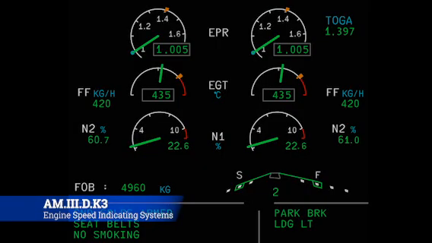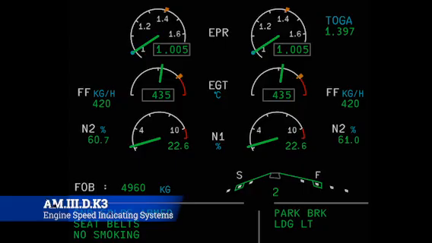Okay, to get it started off, let's talk about engine speed indicating systems. Engine speed is something that's going to be unique on the turbine side that you just generally won't see on the recip. Okay, so this is the ECAM's display for an Airbus A320. I'm just going to orient you to this real fast.